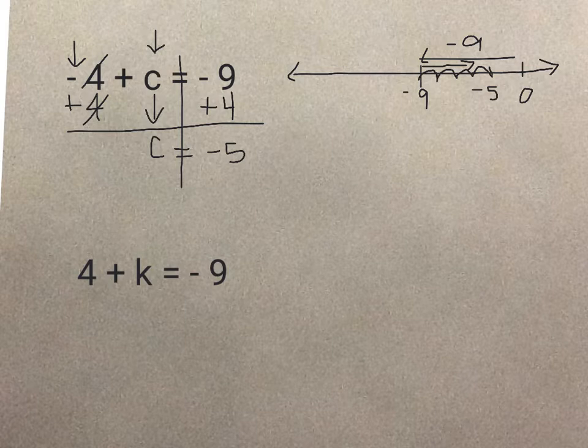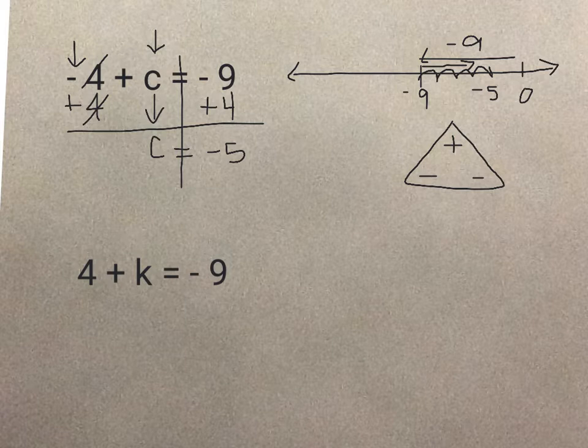Another way to remember that, if you don't remember that signs that are not the same, or unlike signs, subtract, you can use the triangle, write a positive and a negative and a negative. So a positive and a negative tells you that you should subtract. Okay? Or you can think about it, and like signs tell you to add.